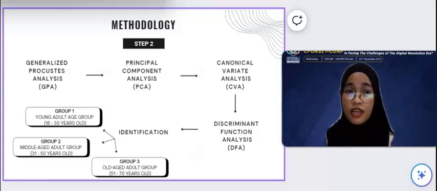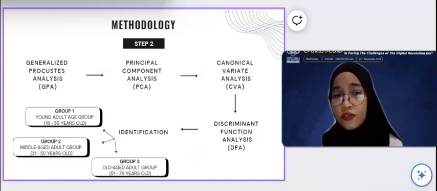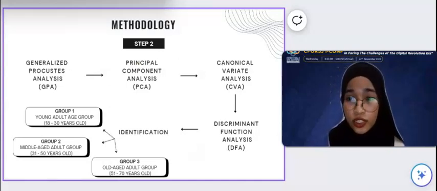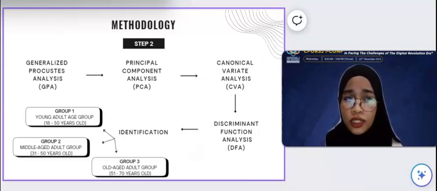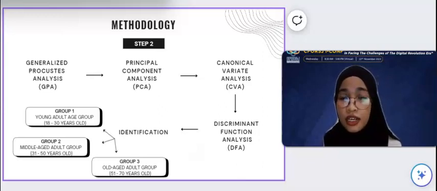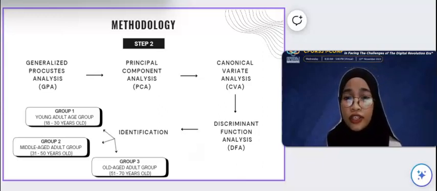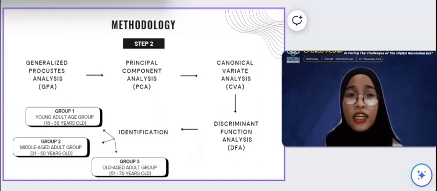The next step is we need to run the analysis for the data that we got using MorphoJ. From the analysis, we will get the generalized Procrustes analysis, principal component analysis, canonical variate analysis, discriminant function analysis, and then we will identify the group for the age that we have.